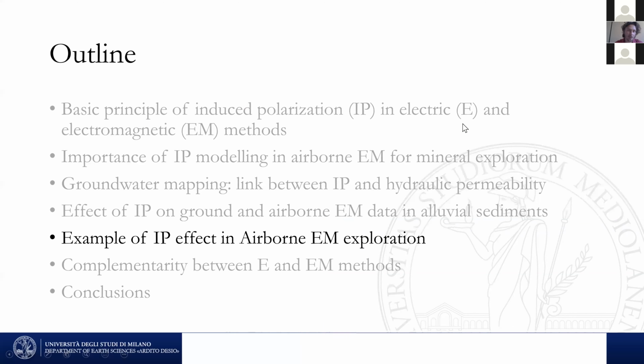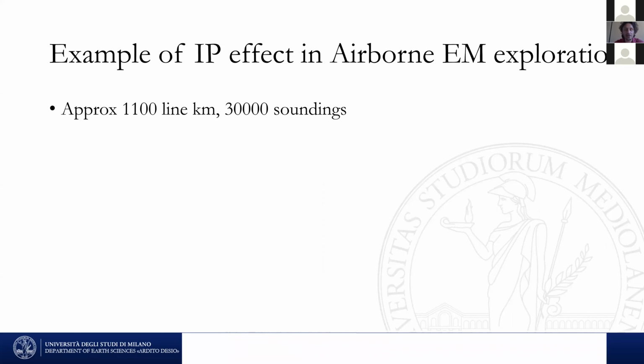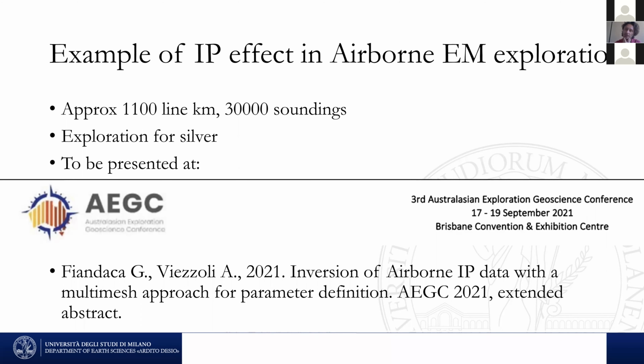Now we change completely the topic and we go to the other world of IP in EM. There is IP in EM for mine exploration. So now I'm going to show you an example. It's an example of application of 1100 kilometers of acquisition lines with approximately 30,000 soundings. It's exploration actually for silver somewhere in the world. I'm going to present this work next September in Brisbane. So I will give more details about the location of the site in Brisbane in a few months.